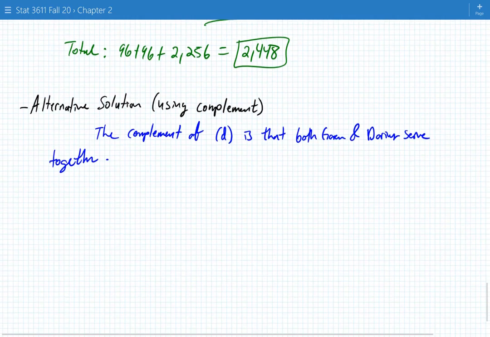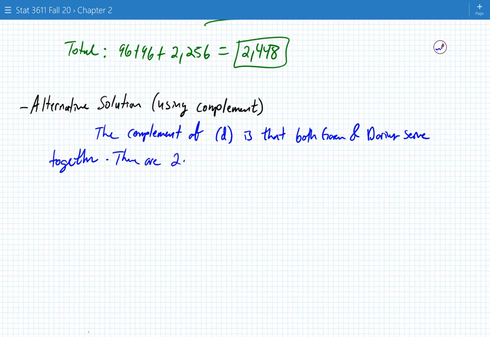Let's count the complement. How many ways can this be done? Well, if both Garen and Darius will serve together, one is president, one is treasurer. There are only 2 ways to do that.